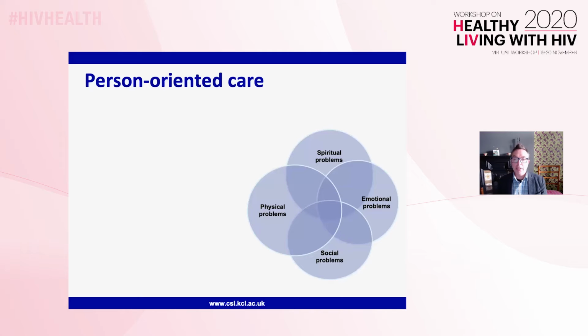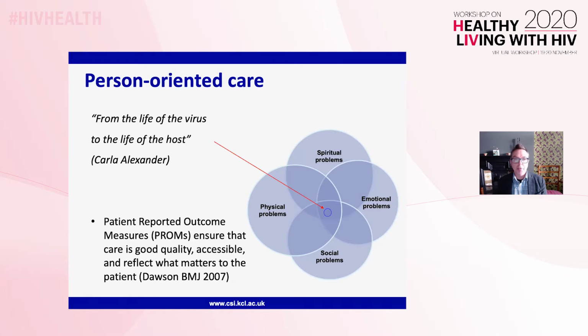I also want to orient us briefly to the idea of person-oriented care. My colleague at the Institute of Human Virology, Carla Alexander, coined the phrase from the life of the virus to the life of the host. And where we try to focus in person-centered care is on a patient's physical problems, their emotional problems, their social problems, and their spiritual problems. And if we're able to do this using a valid, routinely used patient-reported outcome measure, then we have the opportunity to make sure that care is good quality, that it's accessible to patients, and that most importantly, it reflects what matters to them.